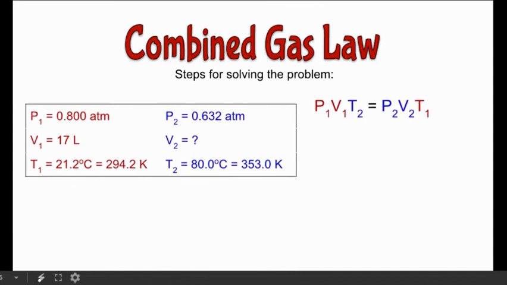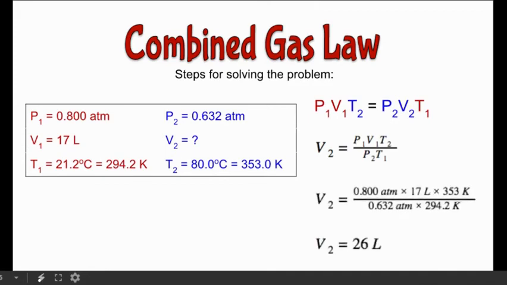Notice I've already written it here with T out of the denominator. It'll make it easier for us to proceed. And the next step then is to solve it for V2 because that's the variable we want to know. So basically all I did was divide both sides by P2 and T1, and that leaves V2 by itself. And then the last step is to plug in the numbers. Once we solve for V2, the calculator, of course, has more than 2 digits, but as we look at our data, 3 sig figs, 2 sig figs, 3, 3, 3. Since volume only has 2 significant figures, we rounded it to 2 sig figs and got 26 liters for our answer.